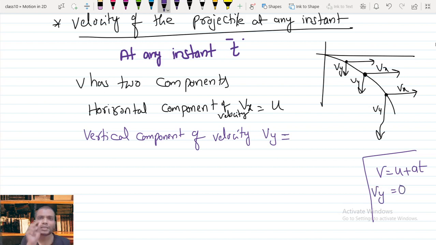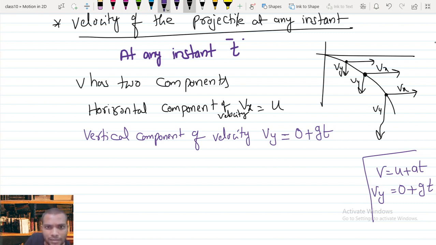Since we throw the object horizontally, I did not throw the object vertically. So the initial vertical component of velocity was 0. And here the acceleration is the acceleration due to gravity, and t is time. So the velocity vy equal to 0 plus gt. This is the velocity of the vertical component.